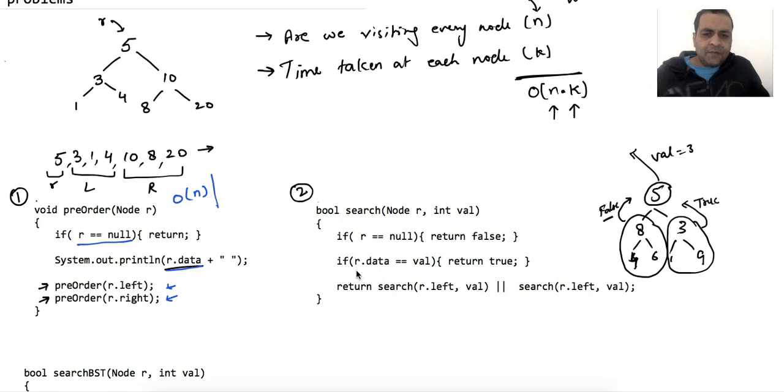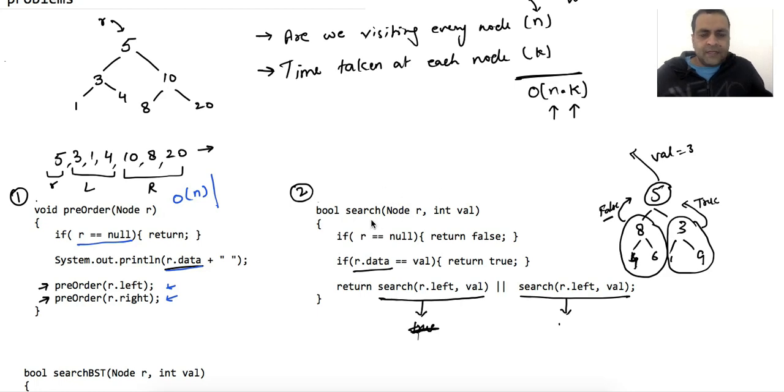So let me repeat it. First, we are checking data of root, whether this is equal to value or not. If this is equal to value, then we don't need to search the left subtree and right subtree. We have already found the value. If the data of root is not equal to value, then we search the left subtree, and remember there is a short circuit evaluation. If the value is found in the left subtree, which means that if this is true, then we are not calling the right subtree. So we will search in the right subtree only when the value is not found in the left subtree because of short circuit evaluation. So if either the value is found in the left subtree or the value is found in the right subtree, then we return true, otherwise we return false.